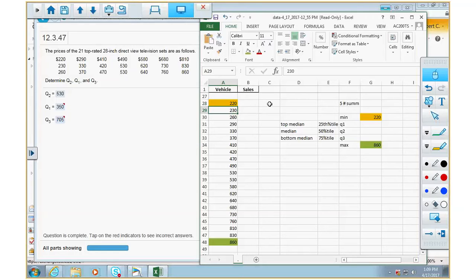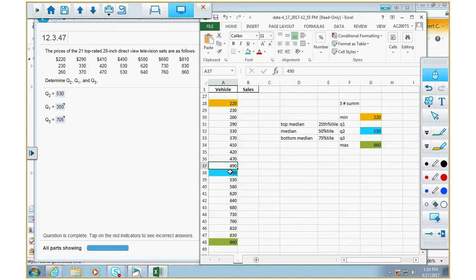So go down 10 and mark number 11. 2, 3, 4, 5, 6, 7, 8, 9, 10, 11. So 11 is the middle. So we'll color that aqua. And that is equal to 530.